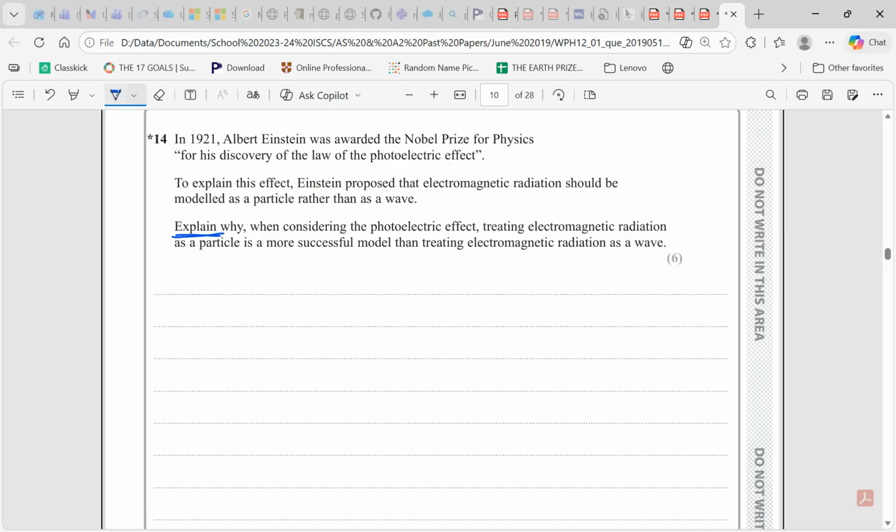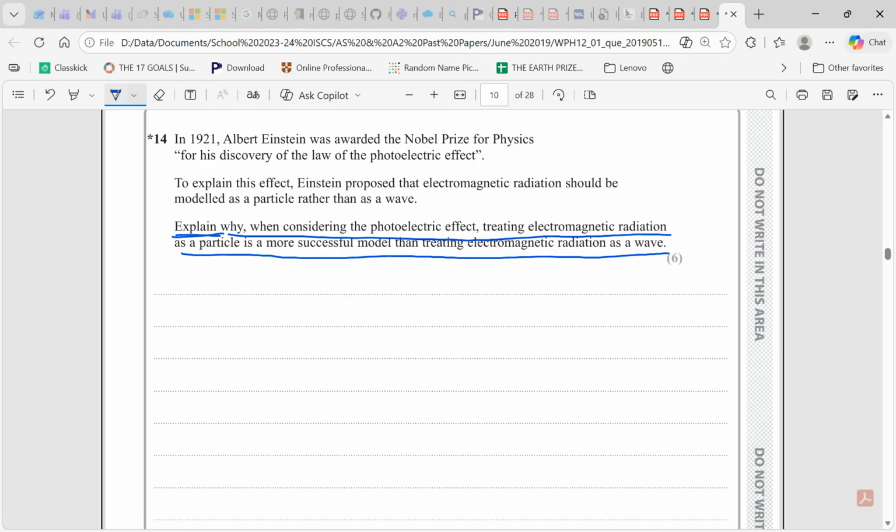So we will focus upon the statement given after explain. Explain why, when considering the photoelectric effect, treating electromagnetic radiation as a particle is a more successful model than treating electromagnetic radiation as a wave. Our entire answer will be focused upon this complete statement.